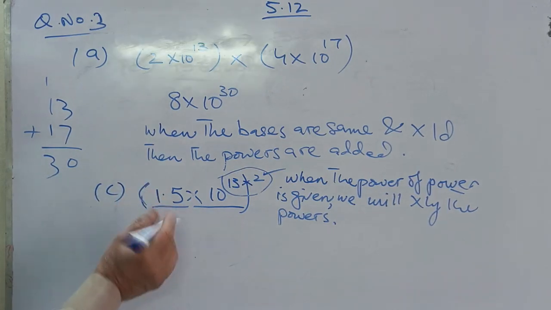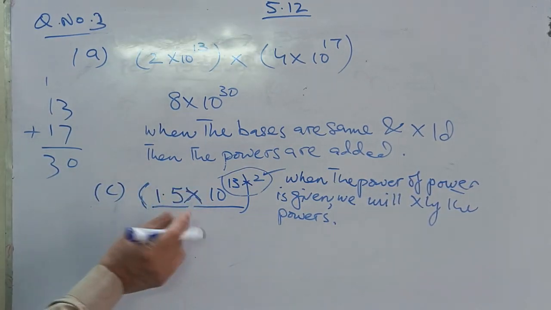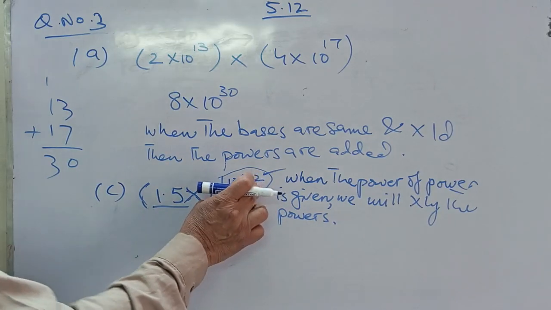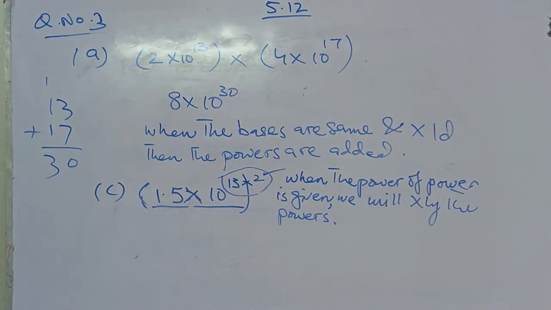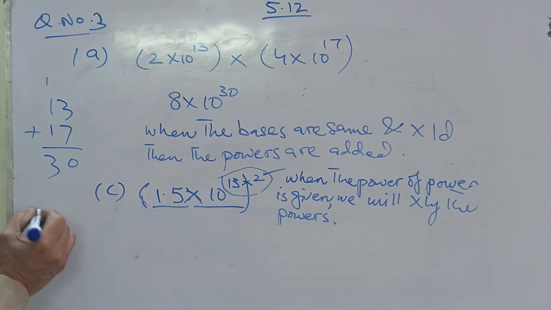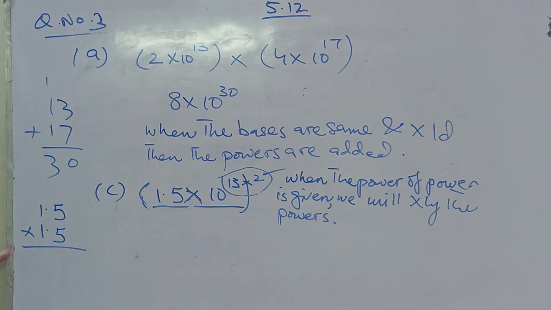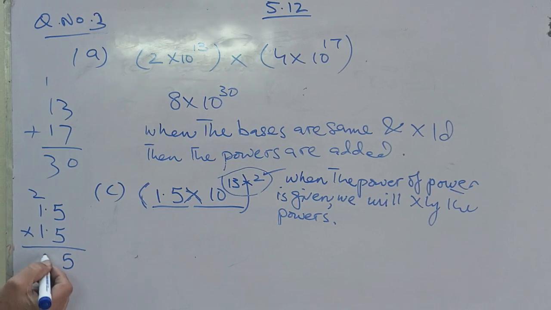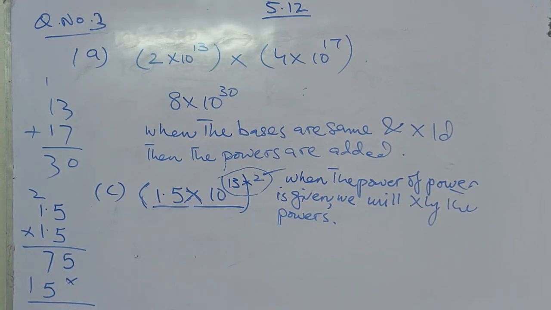So what will happen over here? We have to apply this square on both of the bases together. So 1.5 multiplied by 1.5, what will it become? It will become 5 times 5 is 25, and 1 times 5 is 5, so it is 75, and for this it will become 225.